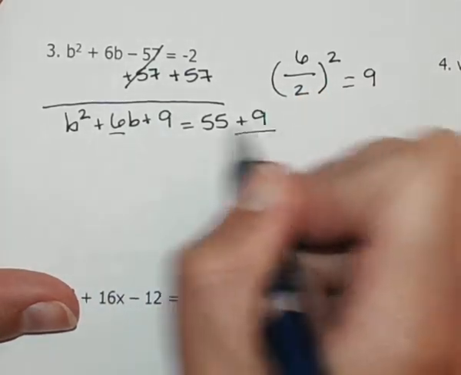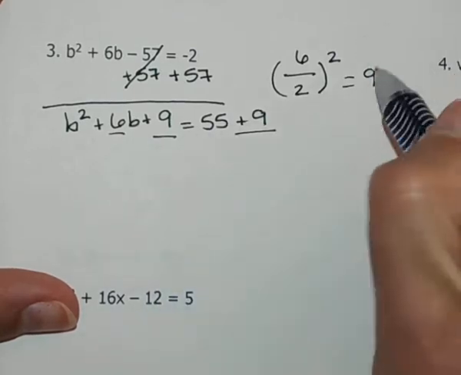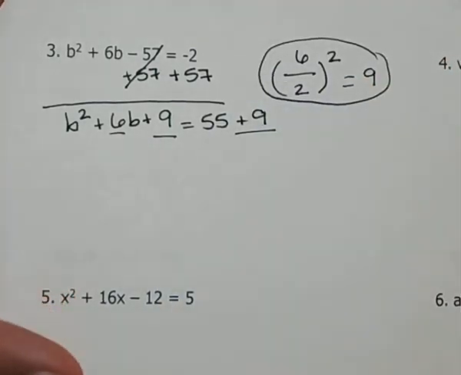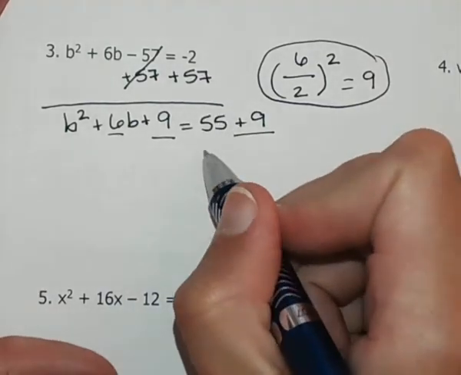This is the complete the square step. So a lot of people wonder where this number comes from. It's from this little formula out here. Okay, now I'm going to simplify just the right-hand side of the equation.